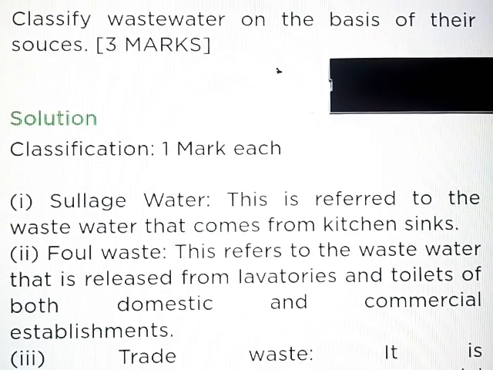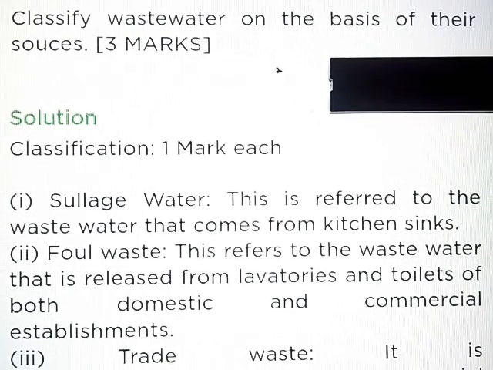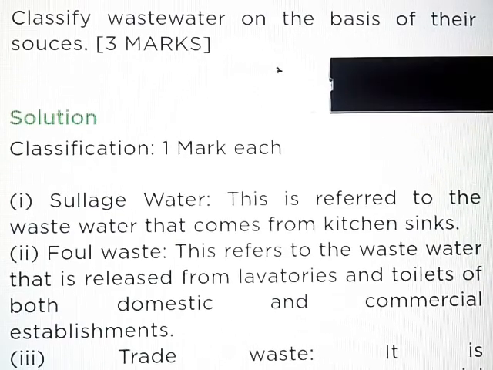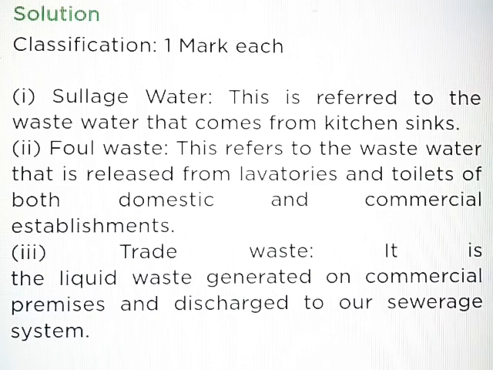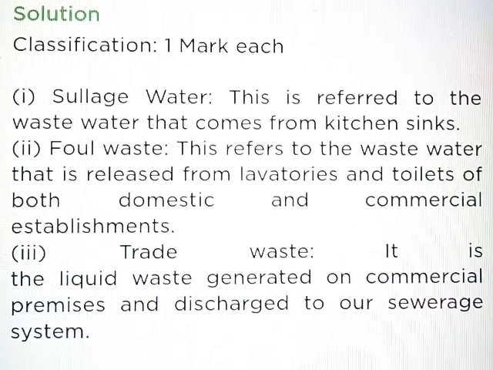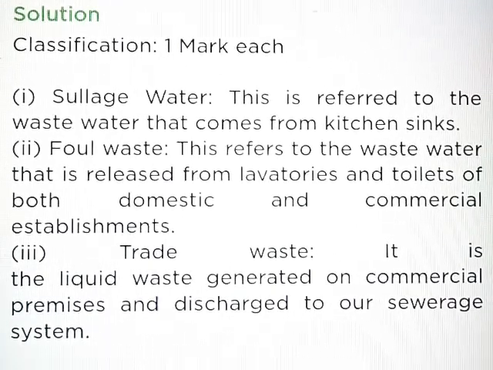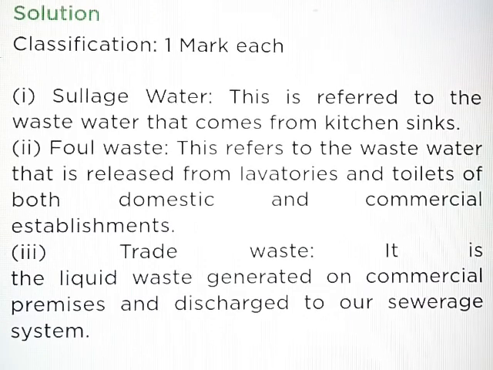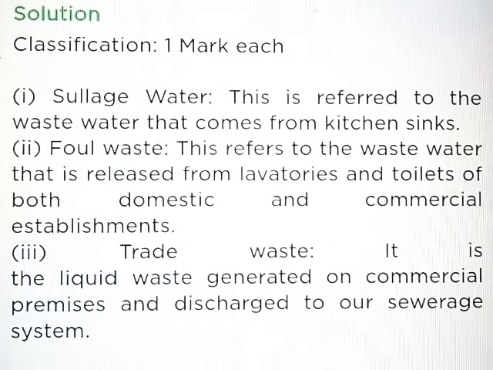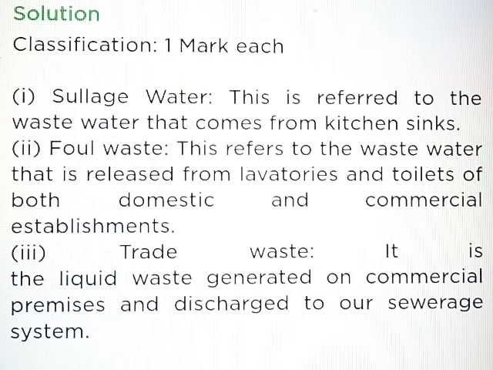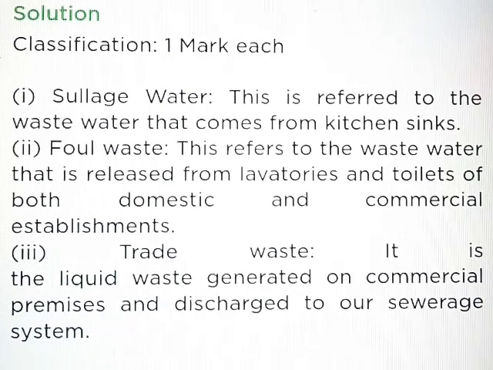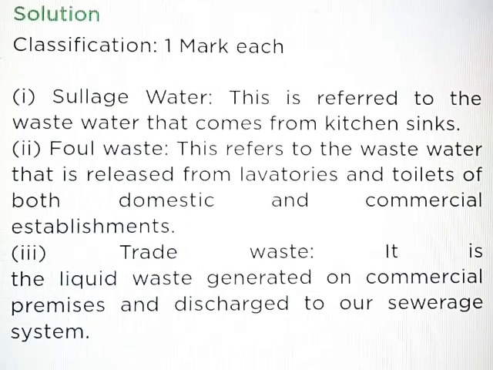Question number 7. Classify wastewater on the basis of their sources. Answer. Sludge water. This is referred to the wastewater that comes from kitchen sinks. Foul waste. This refers to the wastewater that is released from laboratories, and toilets of both domestic and commercial establishments. Trade waste. It is the liquid waste generated on commercial premises and discharged to our sewerage system.